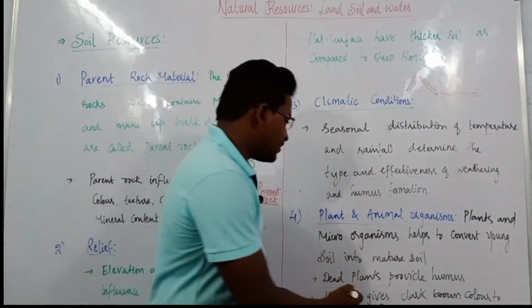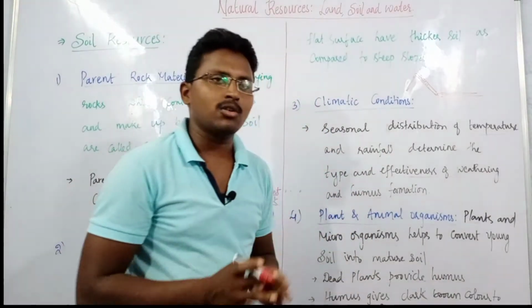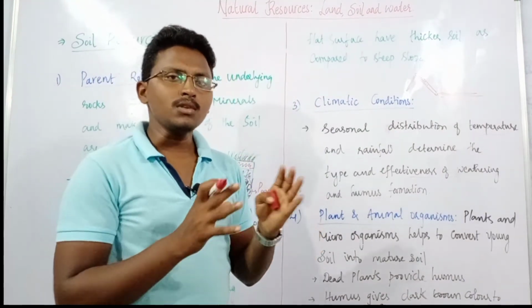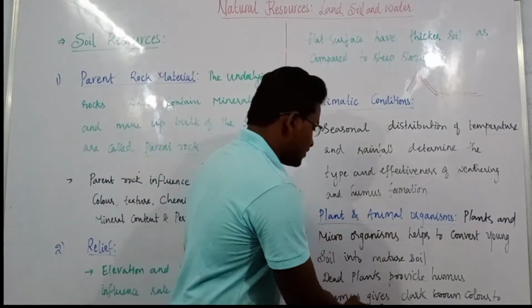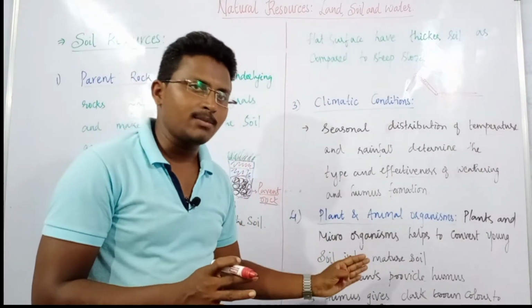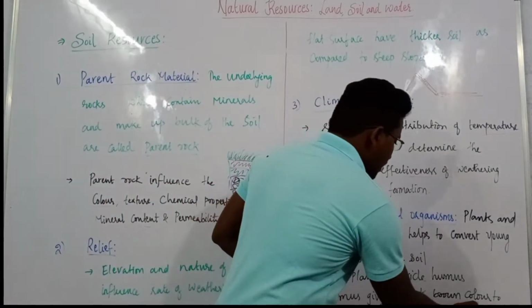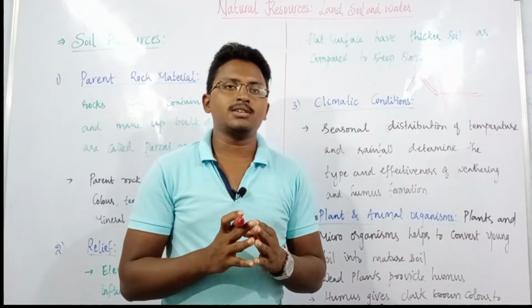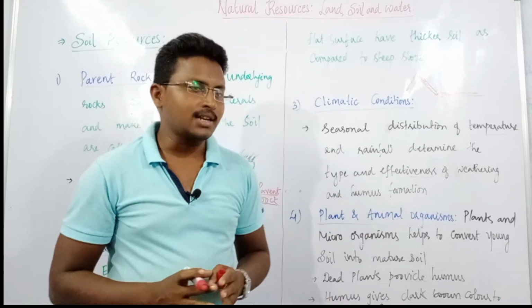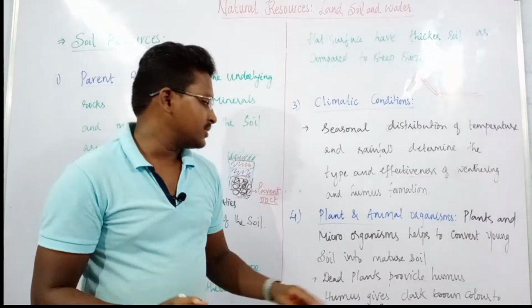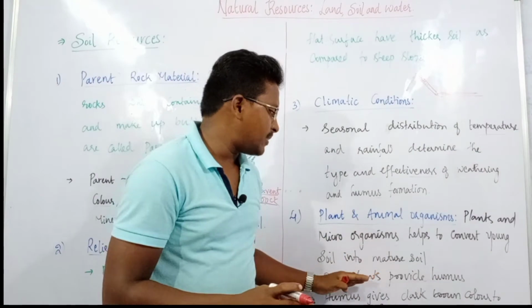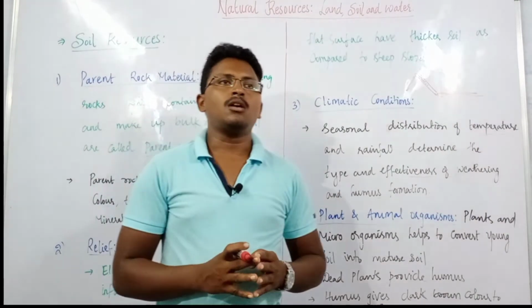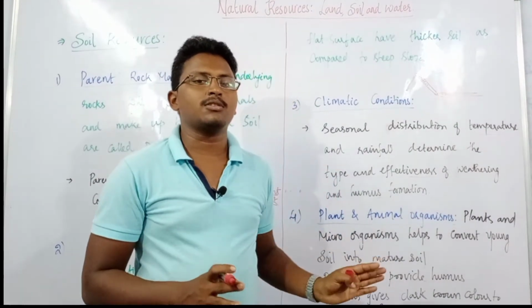Then dead plants also provide humus. Apart from microorganisms, dead plants are very good at providing humus to the soil. That is why the humus that is formed due to dead plants gives a dark brown color to the soil. For example, wherever you go, if you see a soil which is dark brown in color, you can understand that the soil is mainly formed due to dead plants, because they provide more and more humus. So plant and animal organisms also play a very important role in the formation of soil.